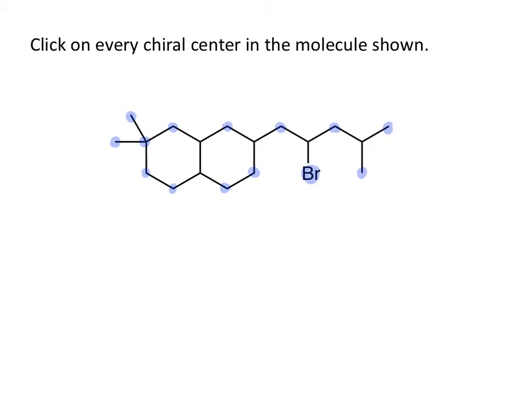to having to consider this carbon, this carbon, this carbon, and then the one down at the end, let me just highlight that in blue because that's easy to spot. That's not a chiral center because you have a methyl and a methyl. Let me draw in the hydrogens at these red dots.